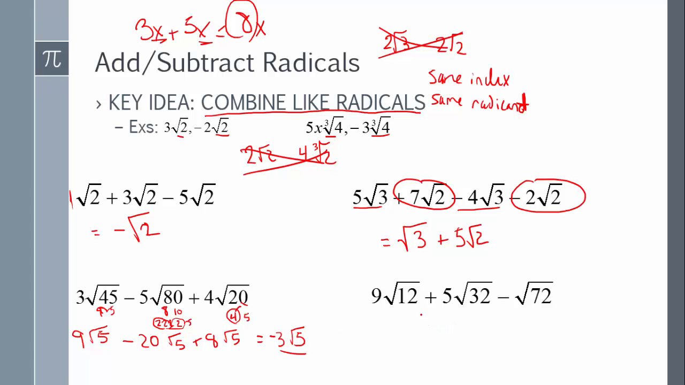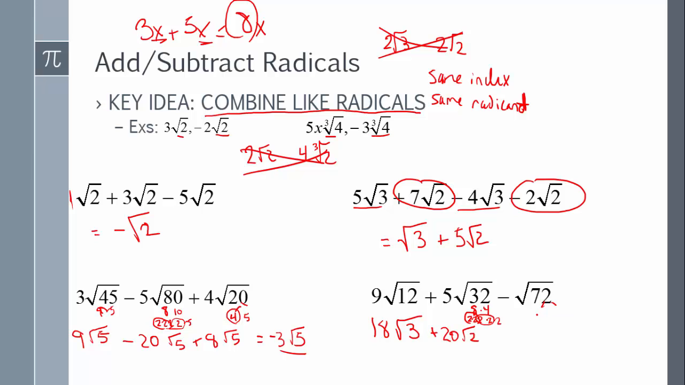Okay, let's try one more. Again, these don't look like radicals, but I'm going to guess that once we break down 12, 32, and 72, we'll end up getting some like radicals. Okay, well 12, that's going to be 2 root 3. There's already a 9 out here, so we'll multiply that and get 18 root 3. 32, all right, that's 8 and 4. 2, 2, 2 for the 8, another pair of 2's for the 4. Okay, so it looks like I have 2 pairs of 2's that are coming out, times the 5 that's already there, gets me 20 root 2.